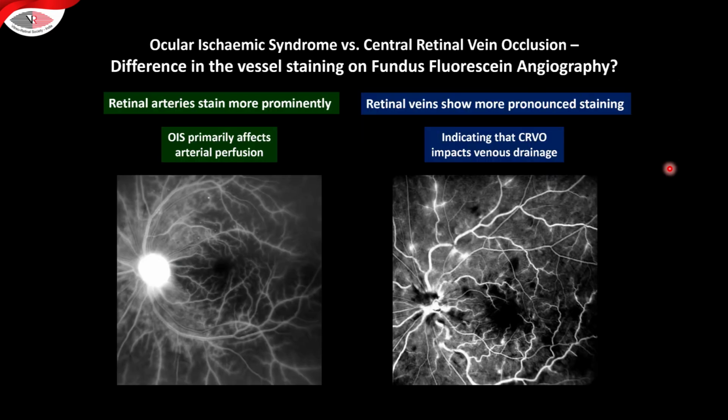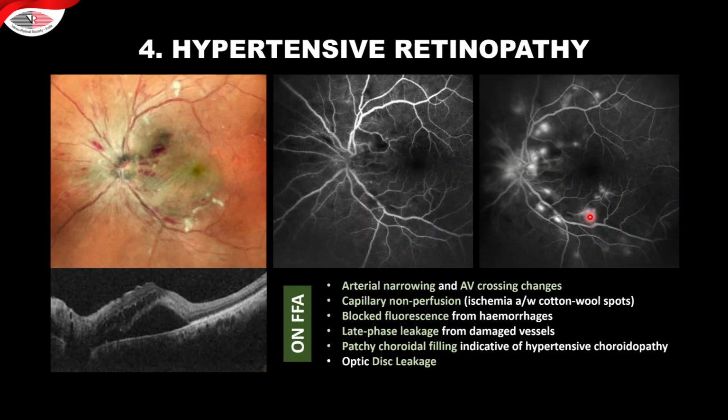So how do you differentiate ocular ischemic syndrome versus a central vein occlusion? Difference is in vessel staining on the fluorescein angiography. The retinal arteries stain more prominently if you're looking at an ocular ischemic syndrome, while if you look at a CRVO, it impacts the venous drainage, much more tortuosity, and much more action seen on the angiogram. While in ocular ischemic syndrome, the FA will be a little more silent except for the hot disc, which is seen quite well.